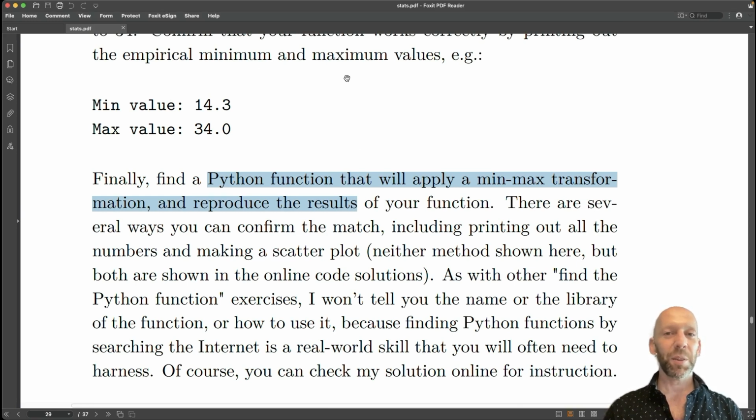All right, so I hope you enjoy working through this exercise. Now I will switch to Python and show you my solution.